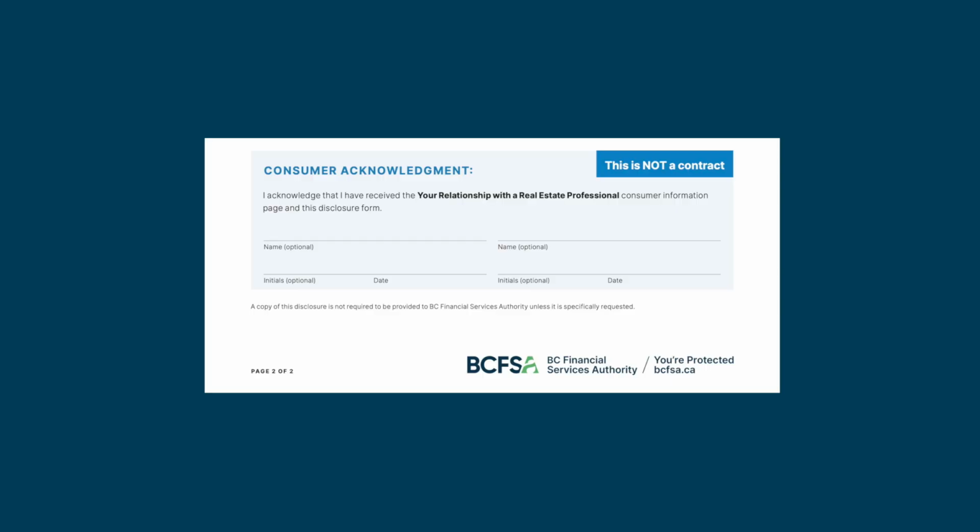The agent can still open up doors for you and schedule showings, but they can't guide you through the details or protect your interests. So as I mentioned before, this form is not a contract or a commitment, and it doesn't lock you into anything. It's just an acknowledgement that a real estate professional gave you this information and that you understand the difference between being a client and a non-client. You can sign it, initial it, or take it home to review. The point is, it's about transparency and making sure everyone's clear from the start.